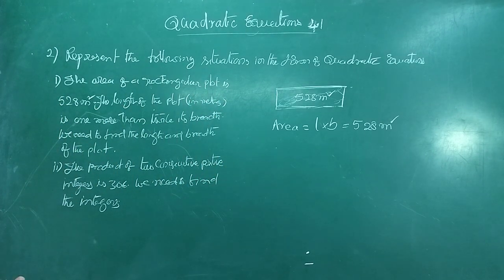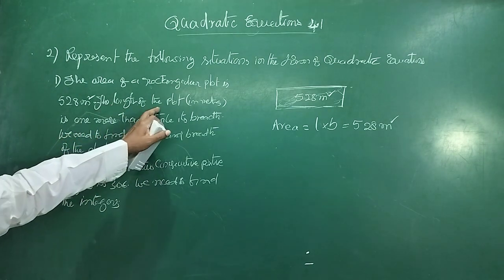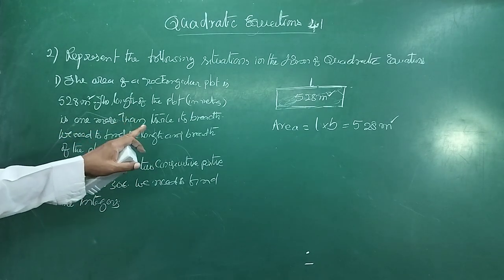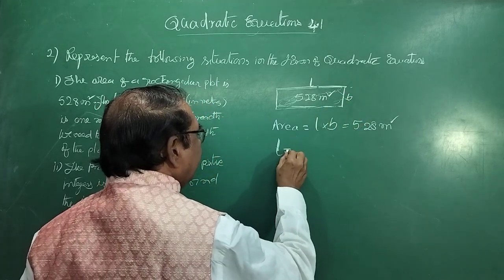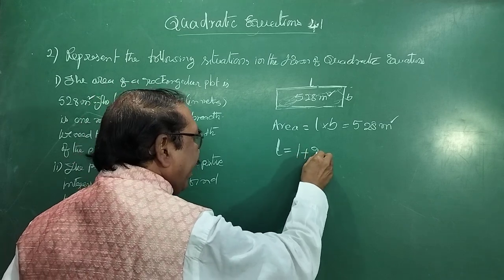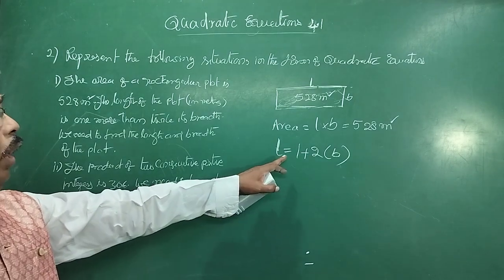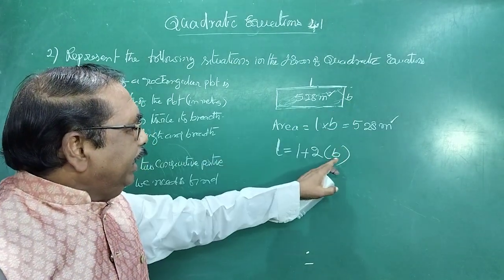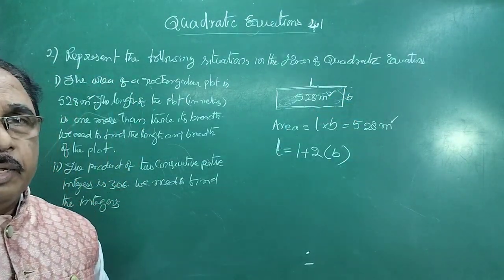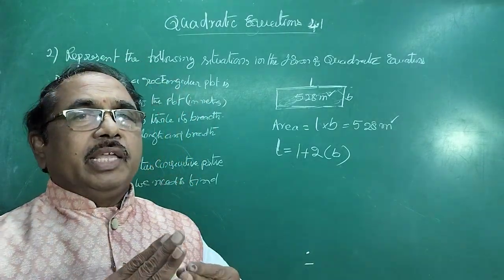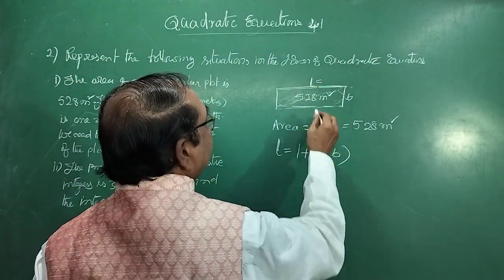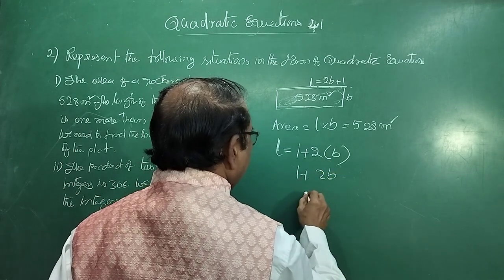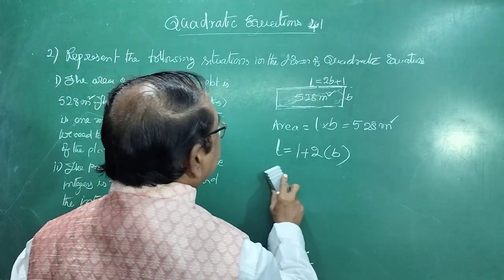Area is given, but a clue is there. What is the clue? The length of the plot is one more than twice its breadth. That is, the length is 1 more than twice its breadth. Breadth is b. Twice the breadth is 2 times b, and if we add 1 to that, the total becomes the length. So the length is 2b plus 1. That is the situation given.